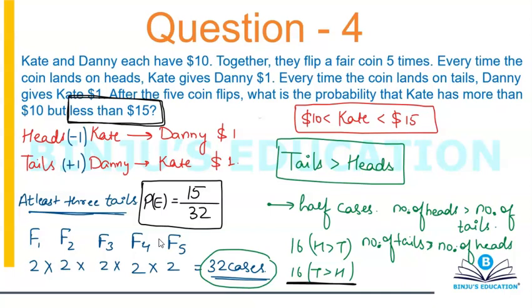This question was not about who is winning how many times. This question is simply about flipping of coins. That's it, nothing else.